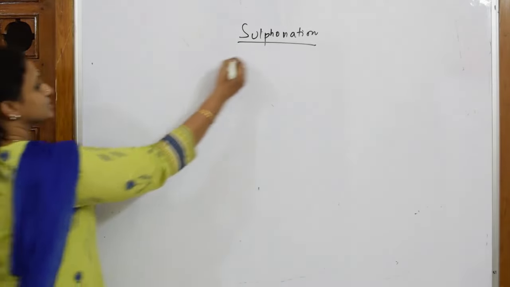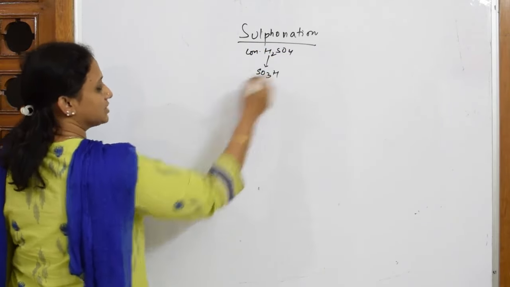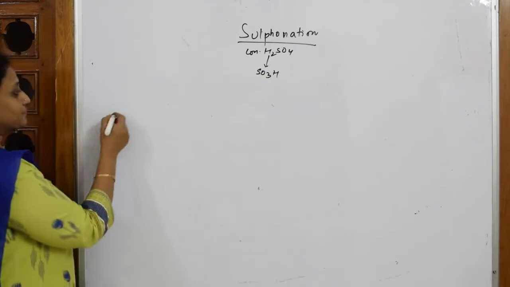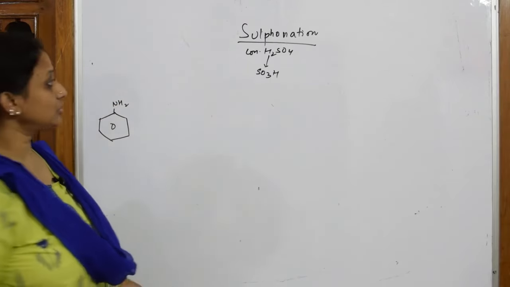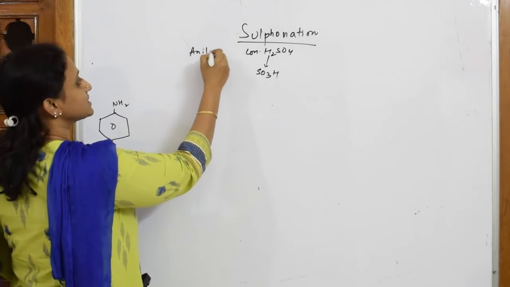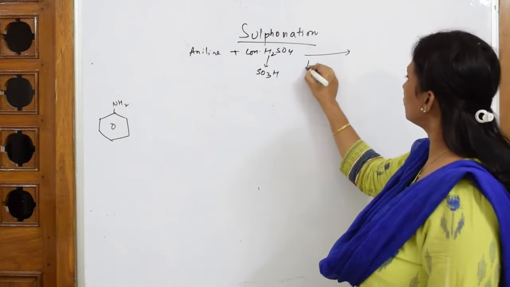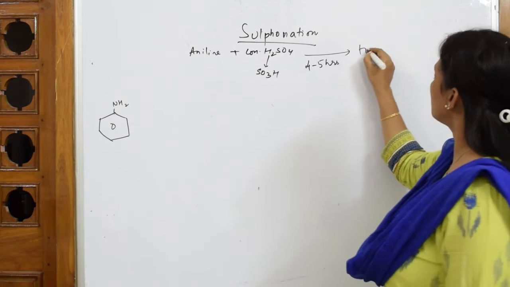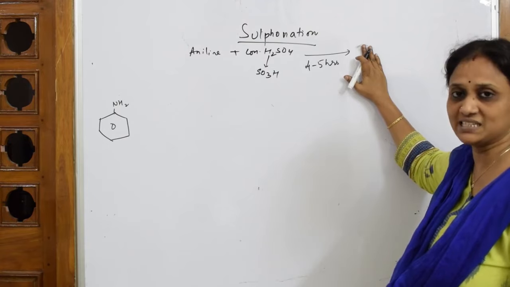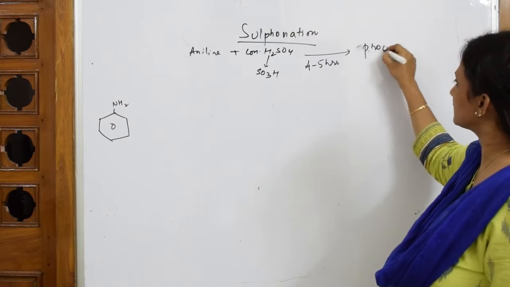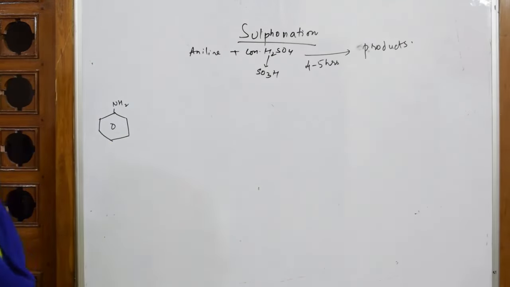For sulfonation, as I said, you require concentrated sulfuric acid, which is going to supply SO3H as the electrophile. So first you are going to take your aniline. Whenever you are heating aniline with sulfuric acid for the sulfonation procedure, it is going to take 4 to 5 hours for aniline to form products. To get your ortho and para benzene sulfonic acids, it's going to take 4 to 5 hours. So let us see what actually is happening in the reaction.